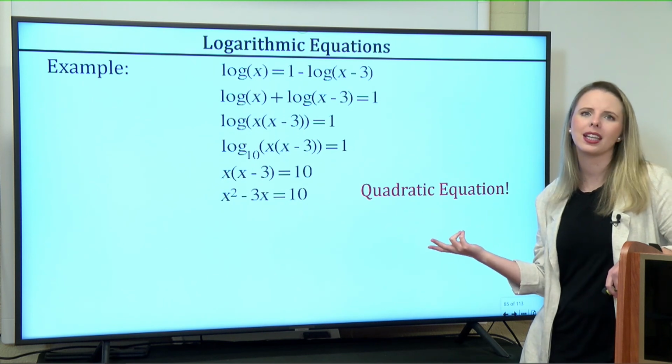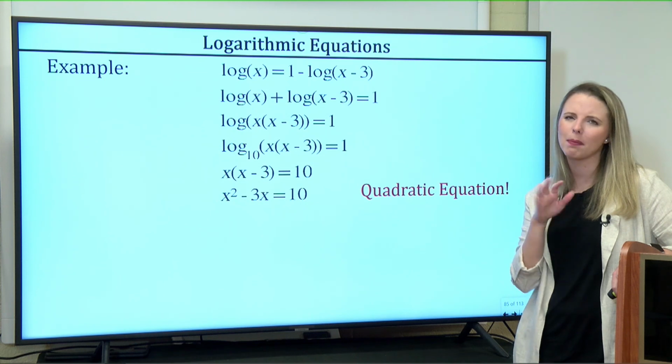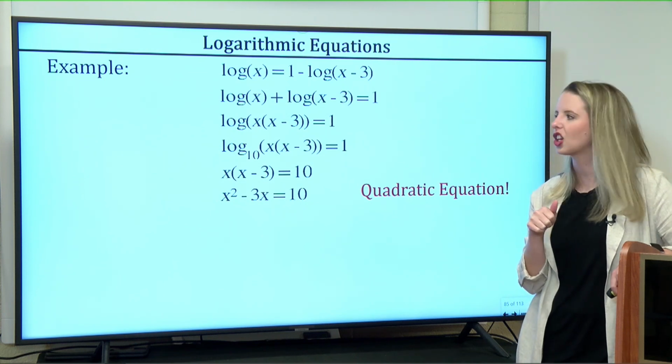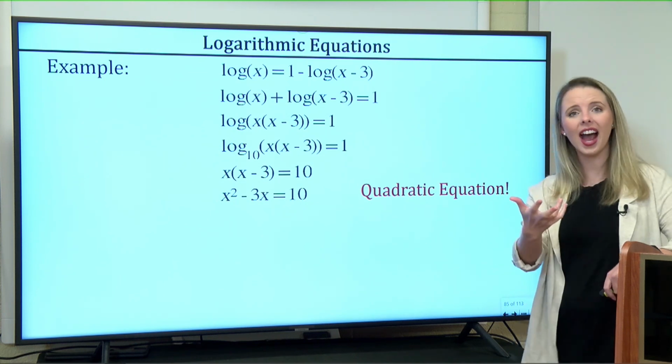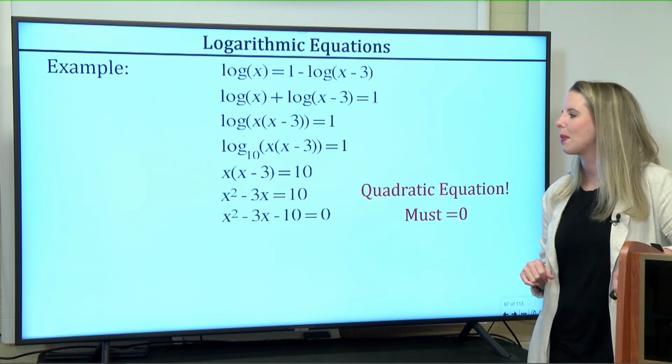Maybe we could solve by completing the square. But my personal favorite way is to factor. It may not be yours, but I promise it's the quickest in this scenario. So to factor, we must equal 0. So we need to subtract 10 from both sides.